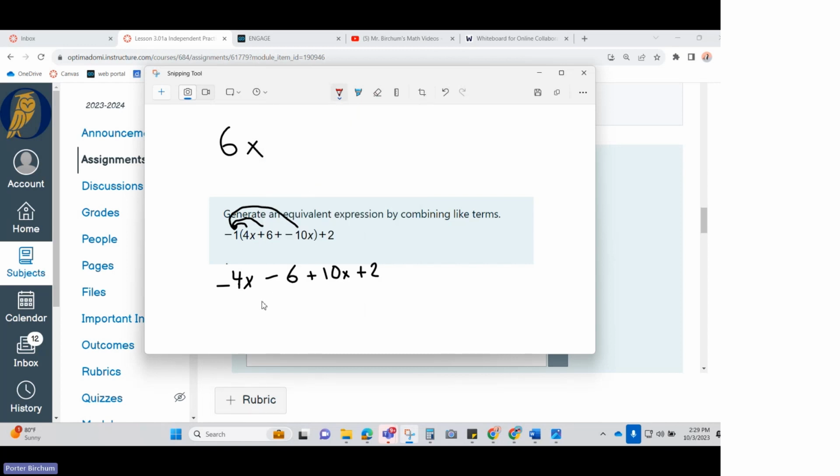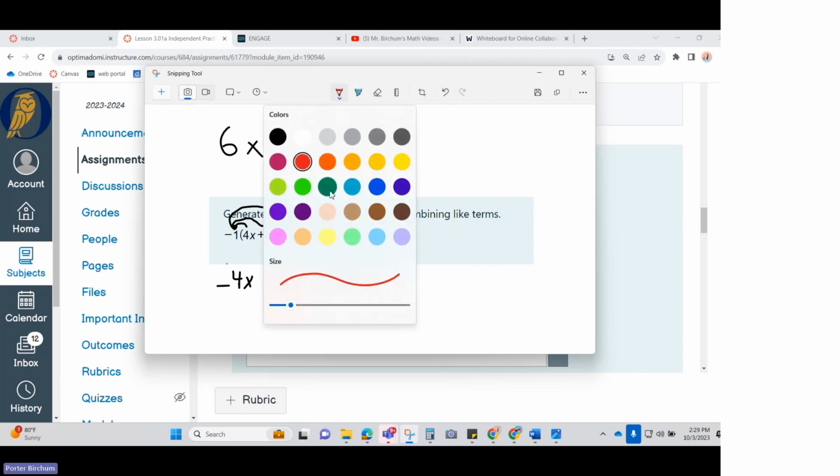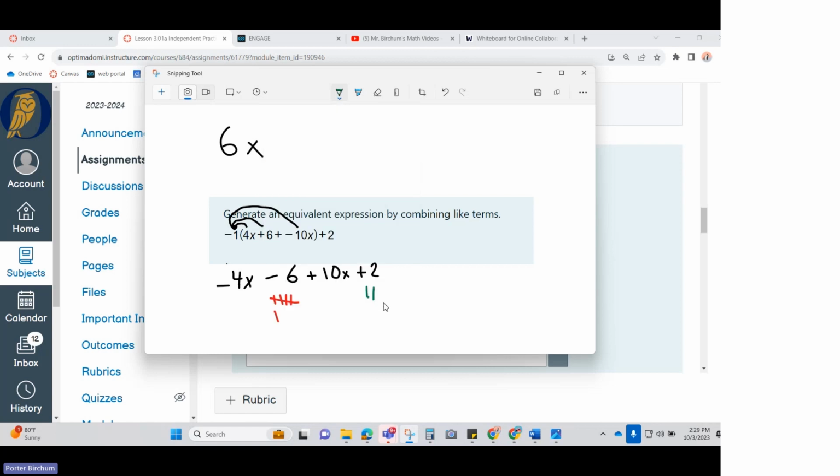Here I have -6 ones. 1, 2, 3, 4, 5, 6. That was bad. Let me do that again. 1, 2, 3, 4, 5, 6. And then I have 2 positive ones. 1, 2.